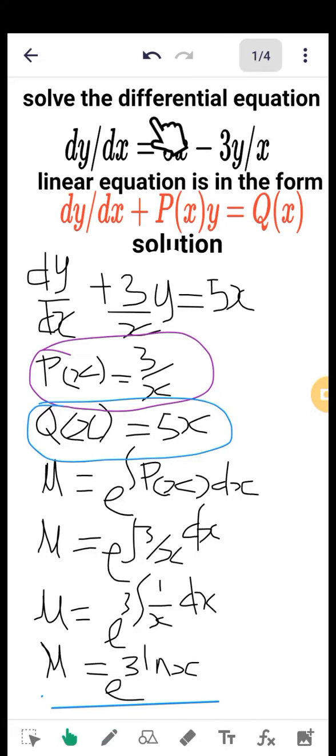Okay, so solve the differential equation dy/dx equals (5x minus 3y) all over x. Analyzing this equation, we can say it is a linear equation. Why are we saying it's a linear equation?